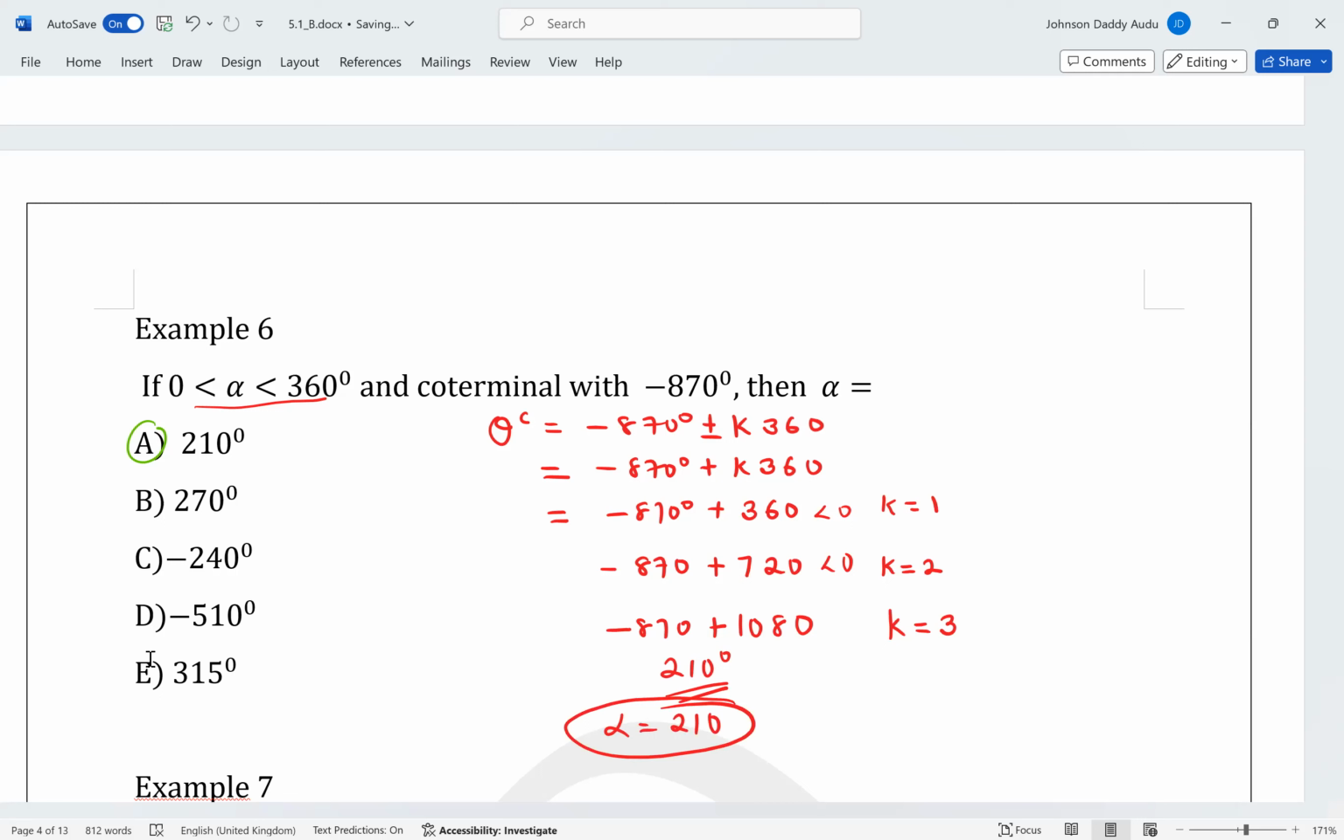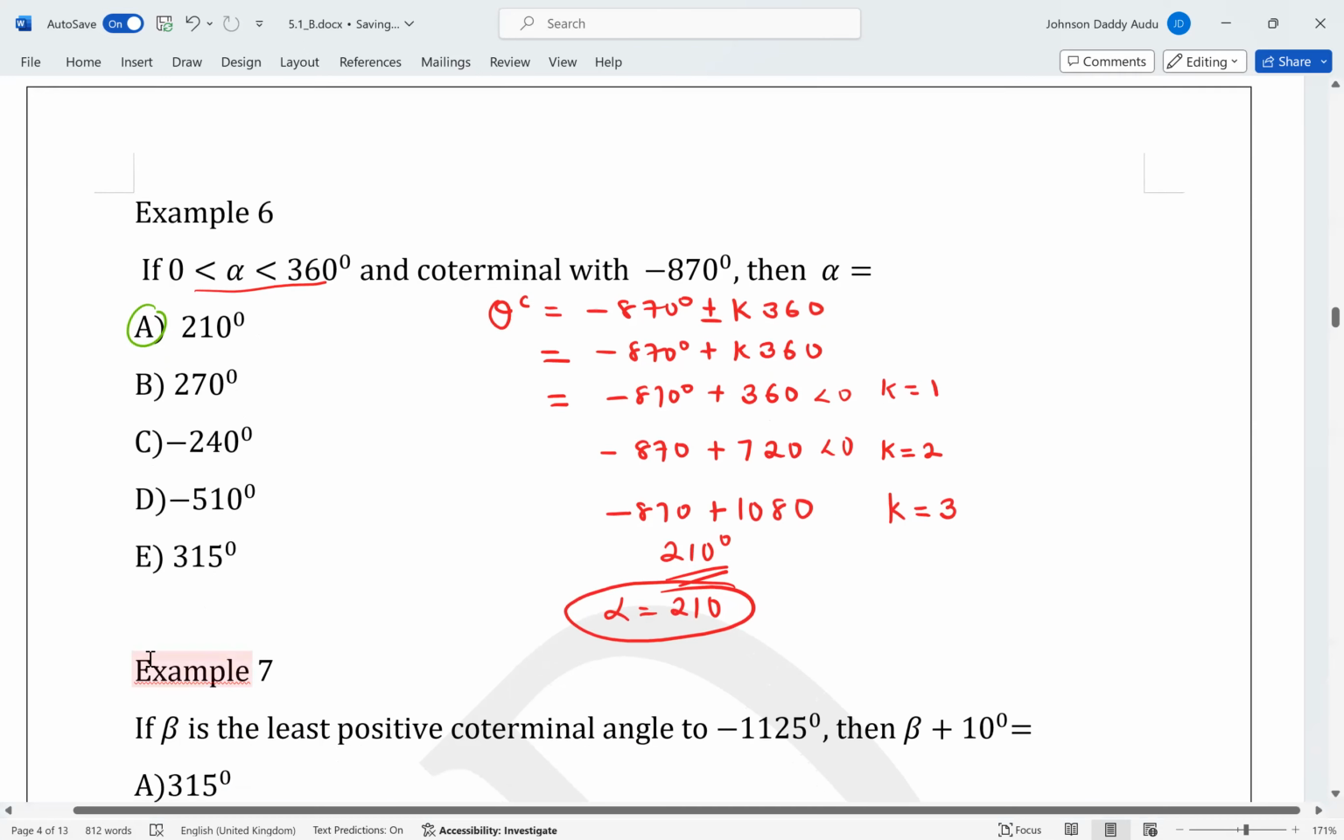Right. You are going to get other coterminal angles, but there will be more. For example, if you take k to be 4, you're going to get a coterminal angle, but that number will be bigger than 360, right? So we take only this one, 210.